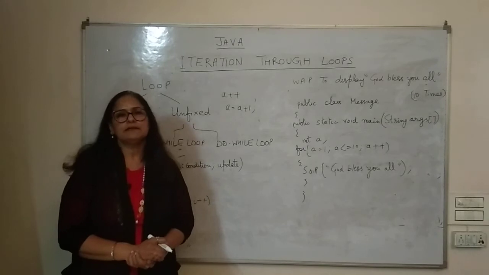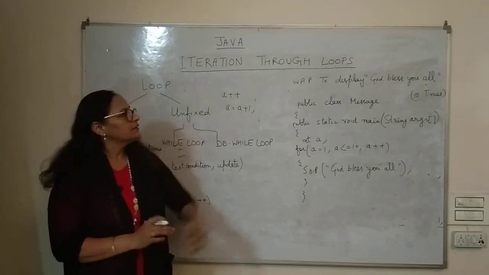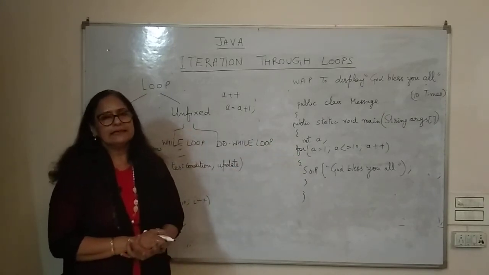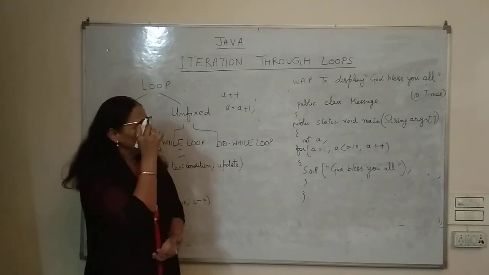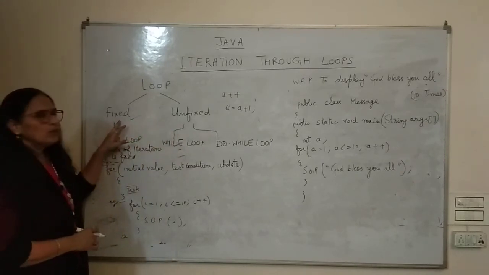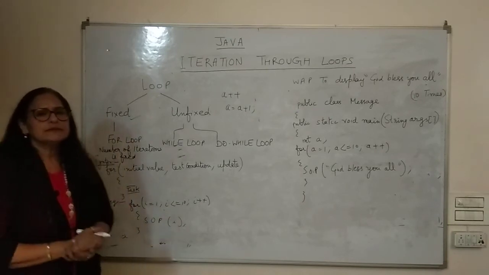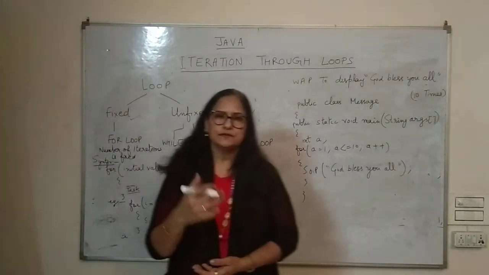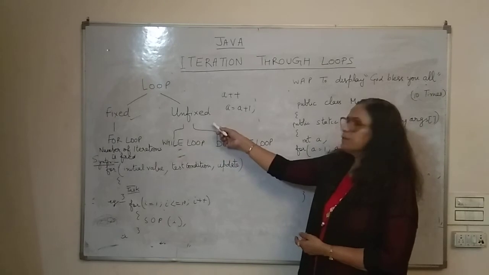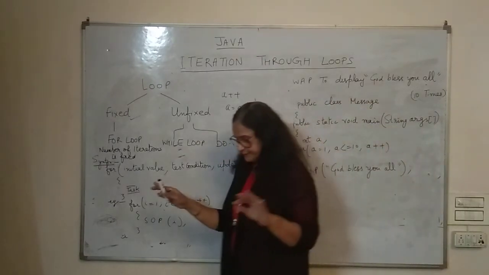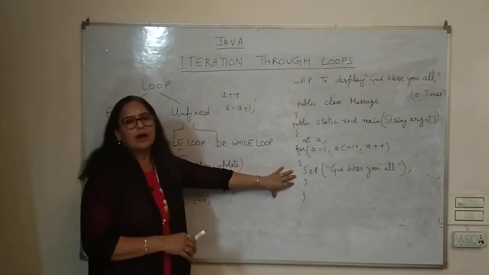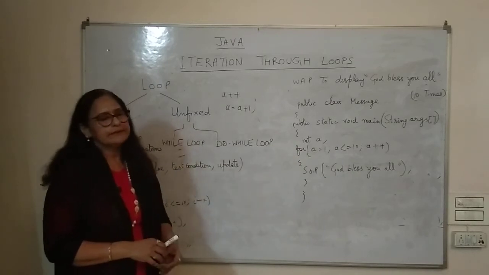Loops is the provision given in Java which helps a programmer to execute one statement or couple of statements n number of times. Now loops are of two types, one is fixed, other is unfixed. Now what are fixed loops? In fixed loops the number of iterations is fixed, and in unfixed loops the number of iterations is not fixed. I mean to say that the programmer cannot tell the program to execute a certain number of times.